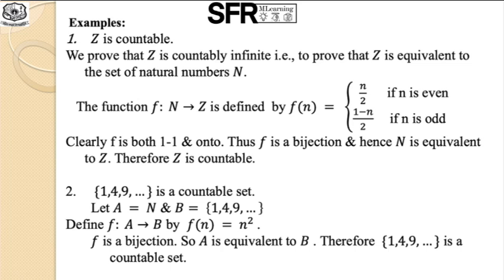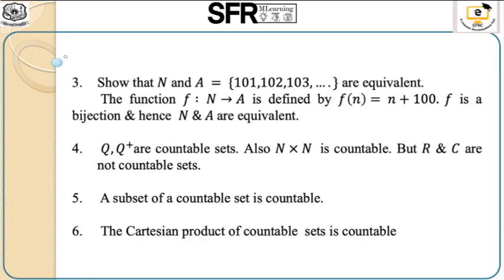Hence, the sets A and B are equivalent. That is, B is equivalent to the set of natural numbers. Hence, by definition, this set B is countably infinite. That means by definition it is a countable set. B is a countable set.